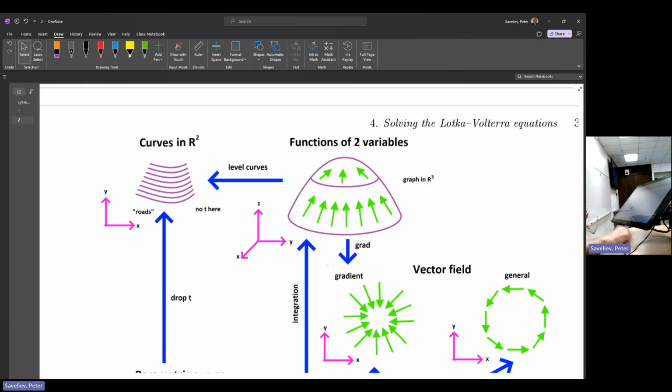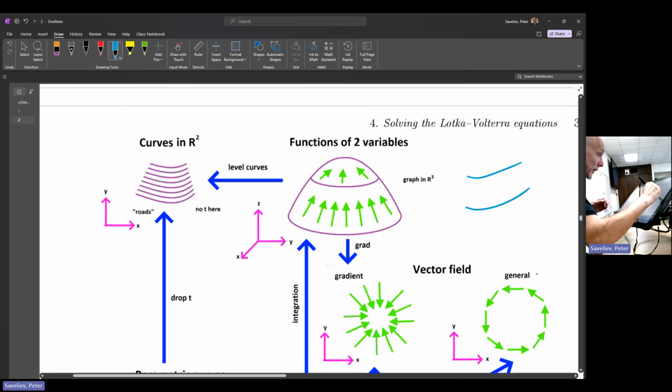Okay, how do you find the distance between two levels? What's the shortest one? And the answer is when it is perpendicular. Okay, so that's the fact of calculus 3, that it will be flowing in the perpendicular direction.